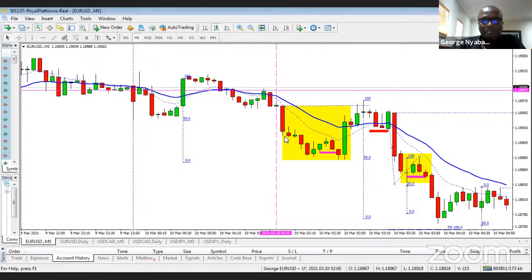There's a big bear candle, and you could see this big bear candle broke beneath the lows that we had in the first couple of hours of the day, and then we had a follow through, closed beneath it almost. That's another good example, doesn't it? A big candle closed beneath it.